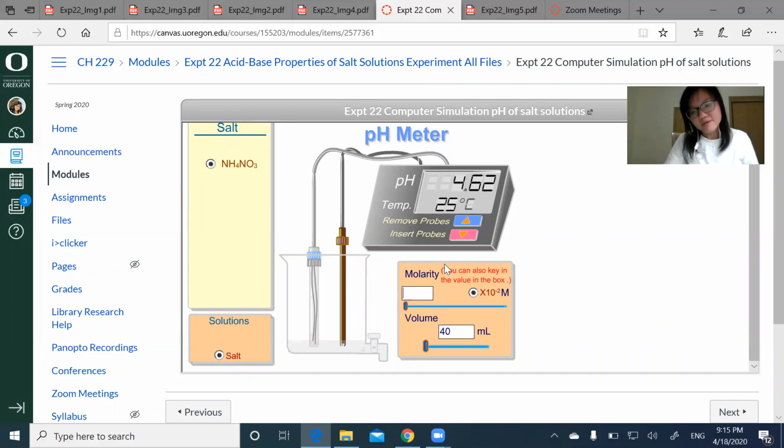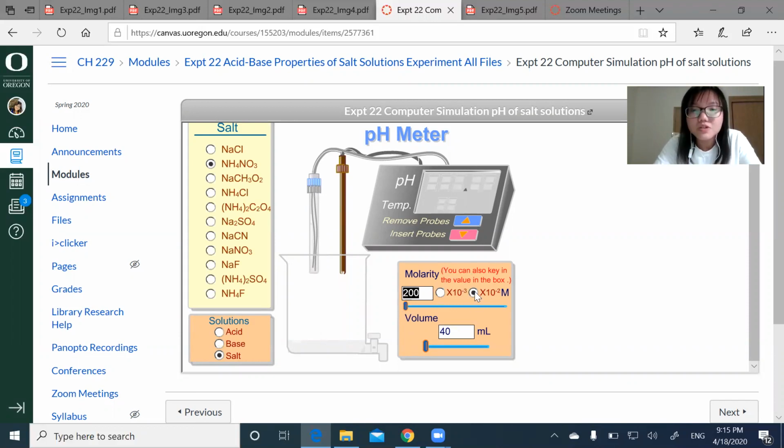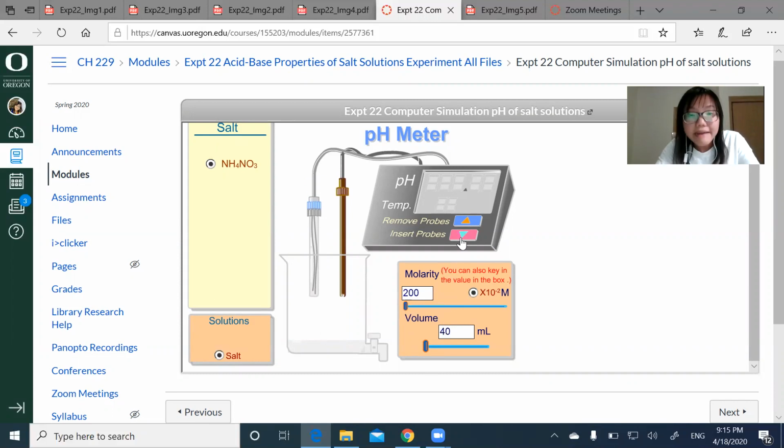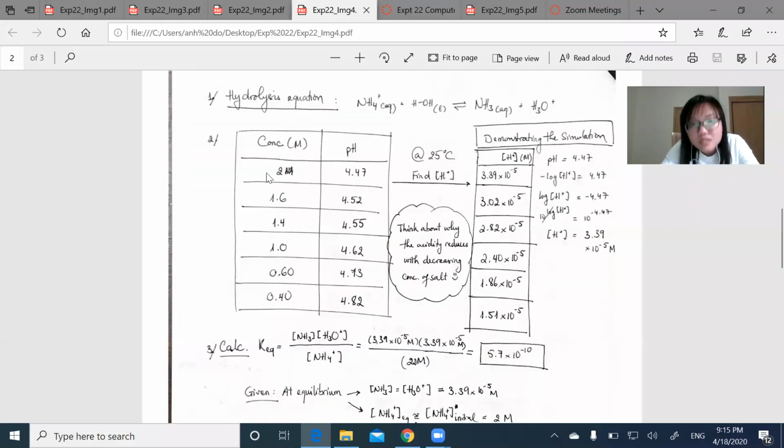Starting with concentration 200, actually, I have to remove the probe. Okay, and then 200, keep the volume at 40 milliliters, and then insert the probe again. So you just have to do this again and again, 6 times across 6 concentrations, in order to collect your pH. And the next thing would be to use the pH and find the concentration of H plus.